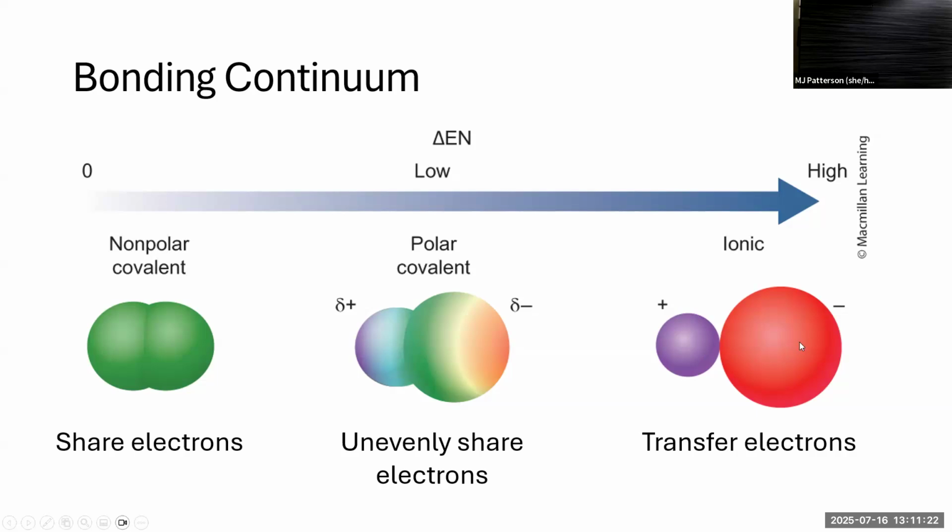And then the extreme case of that is in the ionic bond, where one atom pulls on those electrons so strongly that the electrons completely leave the other atom and go to that atom that's pulling on them really hard. So this unevenly sharing is sort of an intermediate state between evenly sharing and transferring. The way that we measure how likely the electrons are to transfer or to be shared is with a property called electronegativity. And that's what this EN stands for at the top.